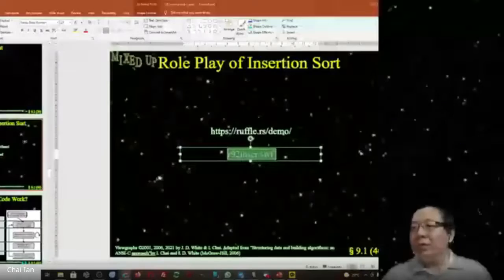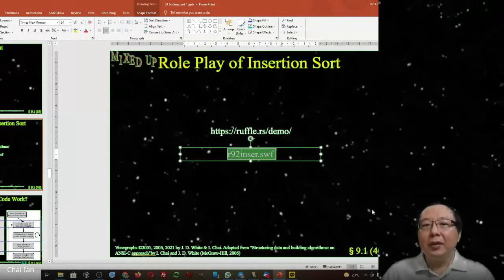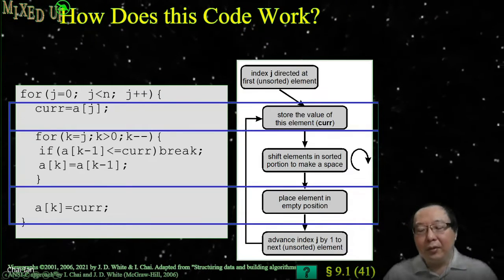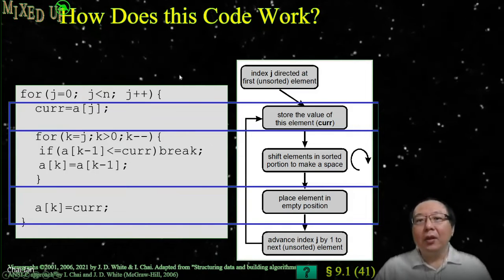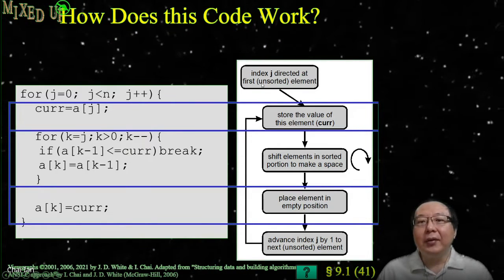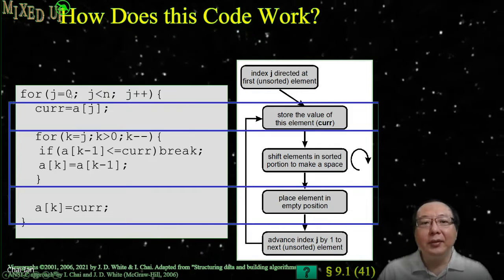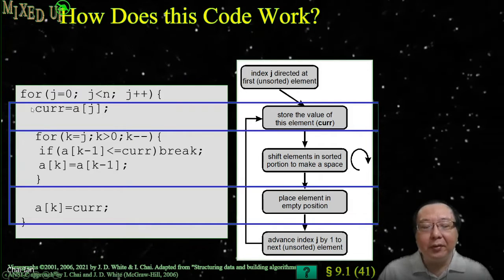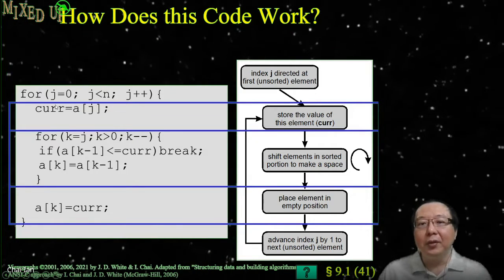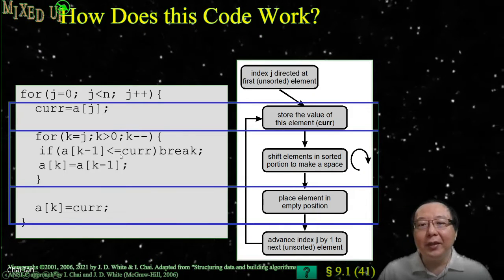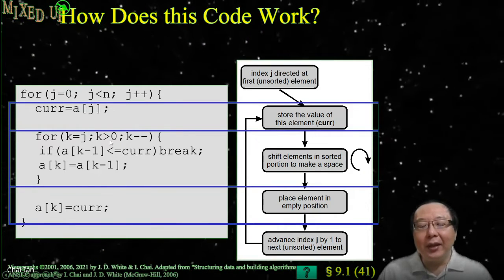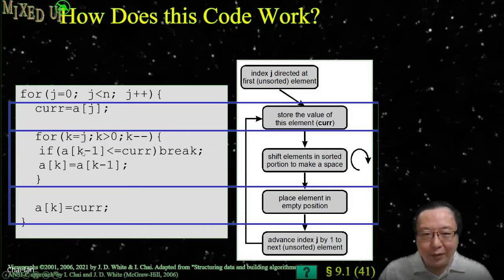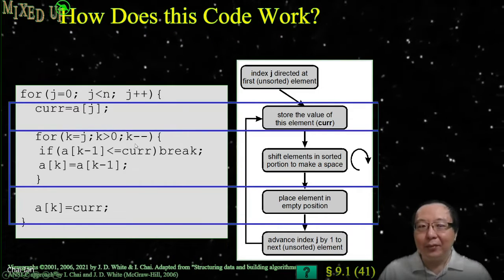Okay, so that was the insertion sort role play. So let's look at it. How does this code work? We have the j directed at the first unsorted element, starting at 0 here. And we store the current value of this element into this temporary variable that we will be referring to. And then we shift all the elements to make a space as long as the thing we're looking at now is less than that element that we stored earlier.